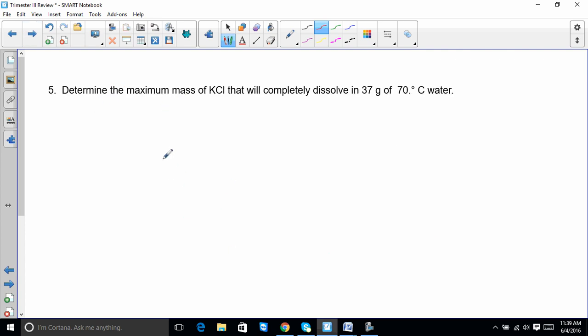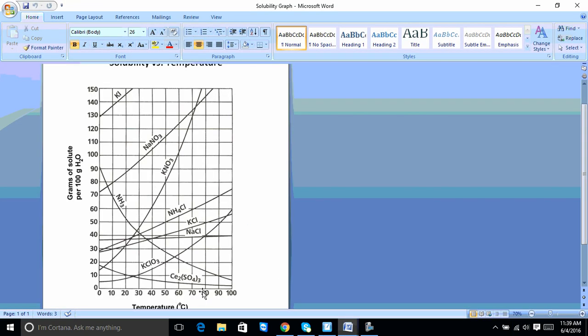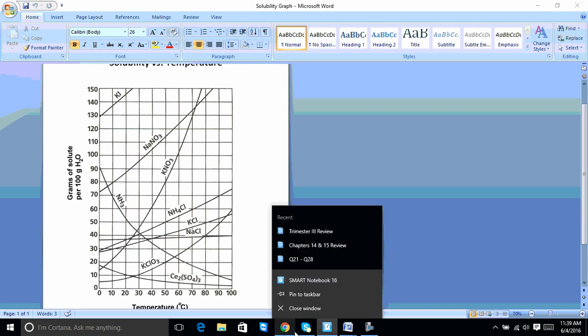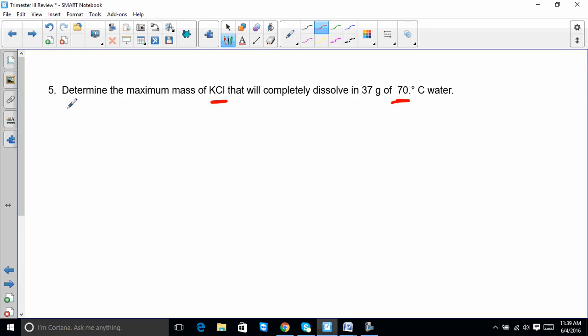All right. Determine the maximum mass that will totally dissolve. Okay, last one on this one, KCl, 70, go to the graph, always read the graph first. Here's the graph, 70 KCl. I think I picked KCl so much because you did a graph on it. I see about 46. Oops. Don't want to do that. I want to do this. So you always read the graph first. You have 46 grams of KCl will dissolve in 100 grams of water.